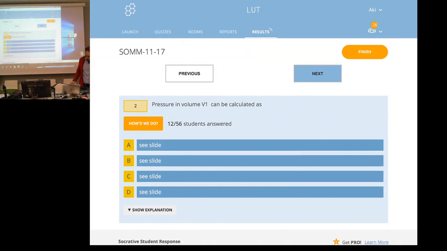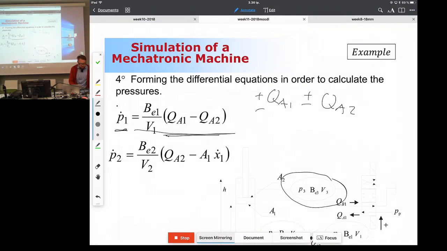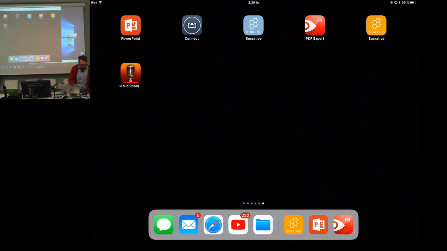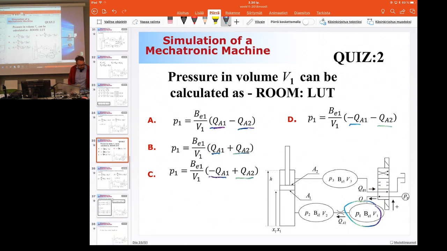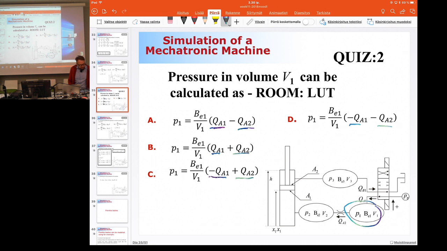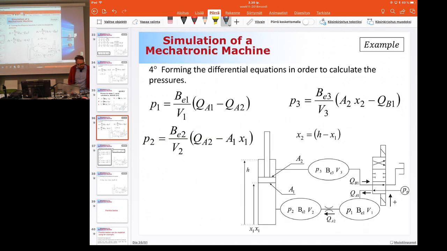Okay, so let's look. Oh, it is on already. So the pressure of the volume V1 can be calculated as, and then there are 4 choices, the ones that are available in the circuit. Please go and check the one that is the most appropriate. Oh, hold on, I'm completely confused. So which one is correct?